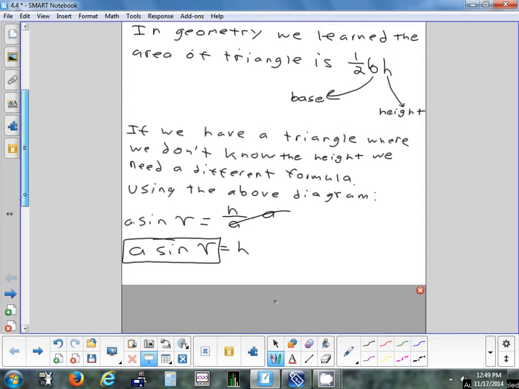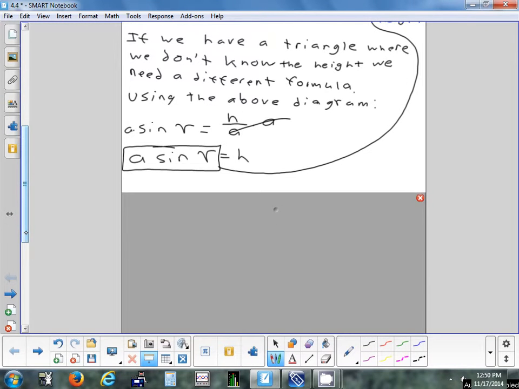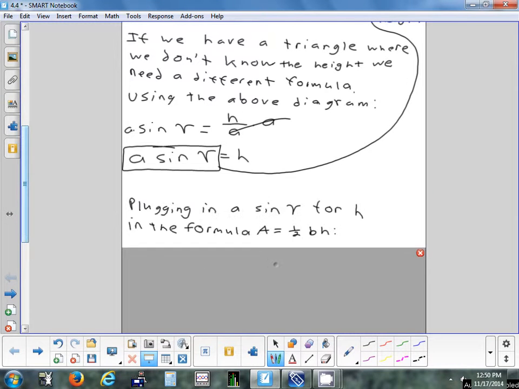And what we're going to do is, in our formula, instead of having the height directly, we're going to use this formula. So we're still going to have 1/2 the base. We're just going to find the height a little differently. To find the height, we're going to do A times the sine of gamma. So we're always going to use that? Yeah, for these problems, yeah. This is one way to find the area of a triangle.